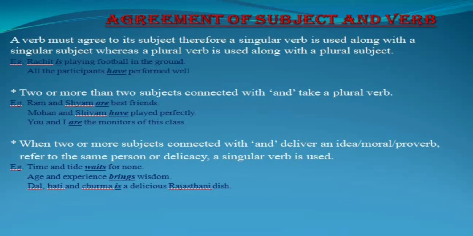According to the first rule of agreement of subject and verb, a verb must agree with its subject. Therefore, a singular verb is used along with a singular subject, whereas a plural verb is used along with a plural subject. For example, Rachit is playing football in the ground. Here, Rachit is a singular subject. Therefore, we have used a singular verb is.